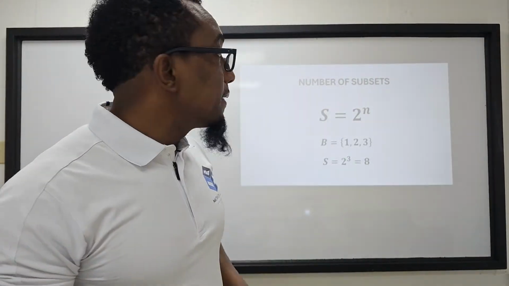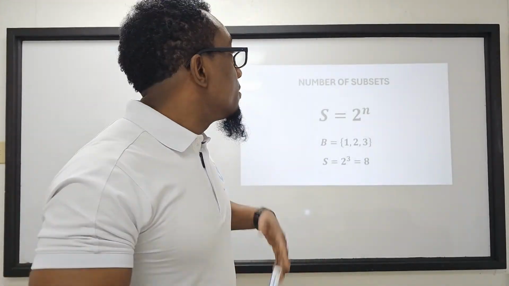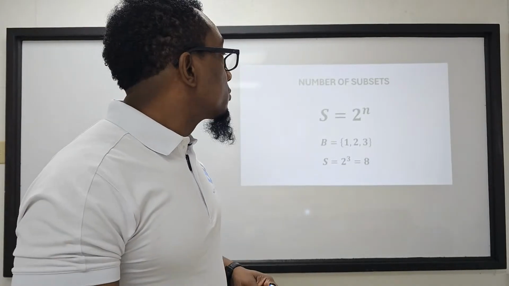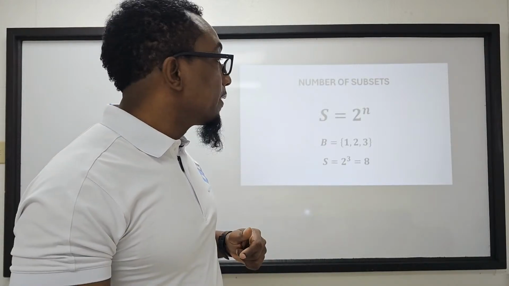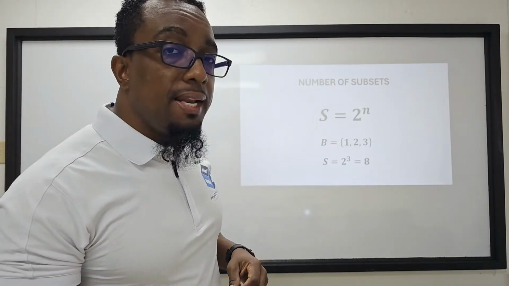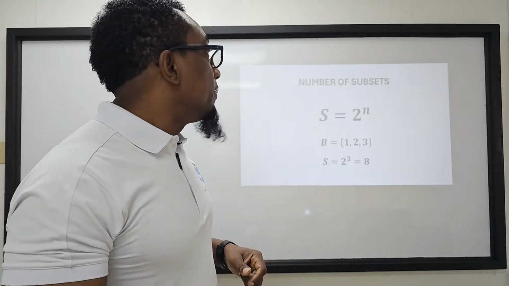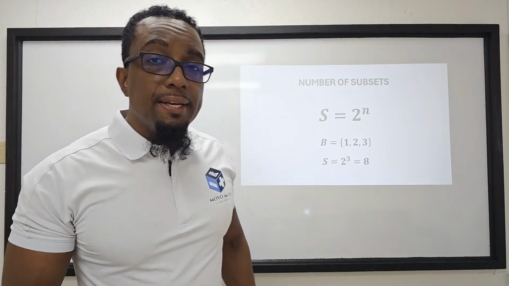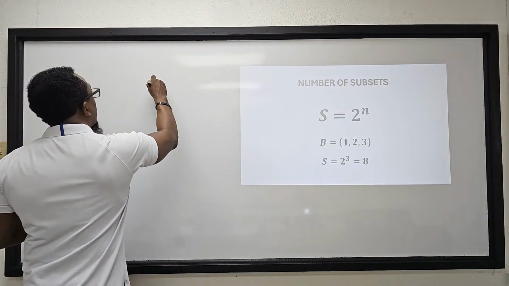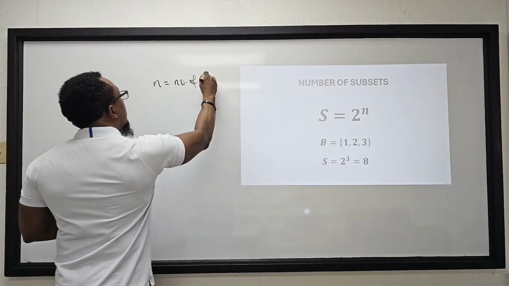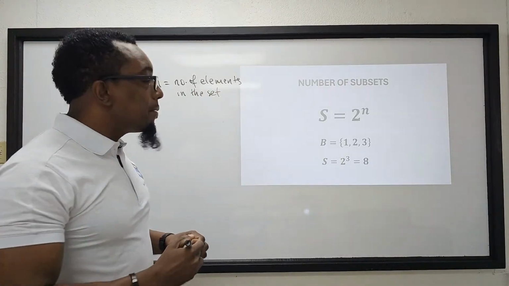So also dealing with subsets, we have the number of subsets. So sometimes I may ask you this in the multiple choice. The number of subsets of a given set. So we know that we have set B whose elements are 1, 2, and 3. And for us to determine the number of subsets of a given set, we can use this formula, which is 2 to the power of n. N in that formula represents the number of elements. So n simply represents the number of elements in the set.